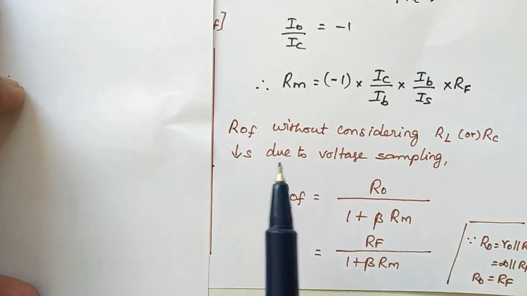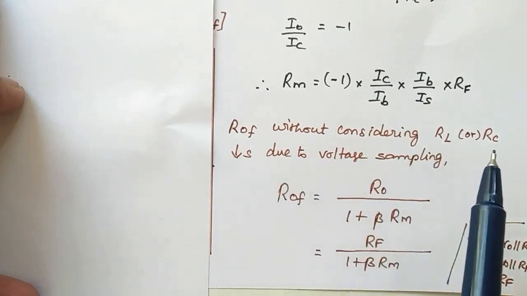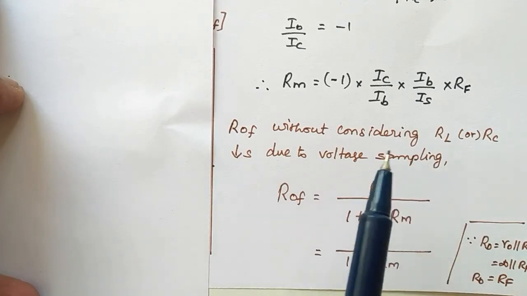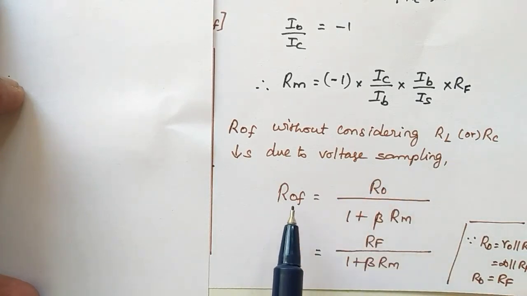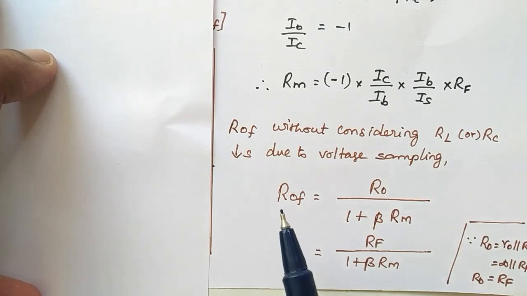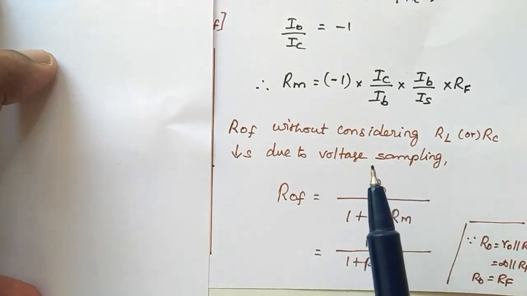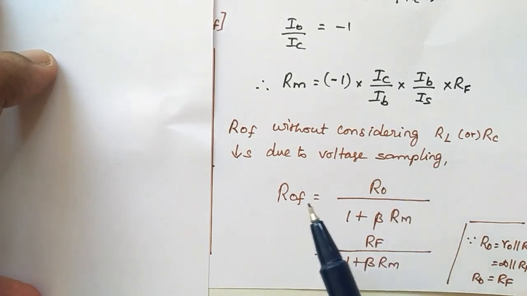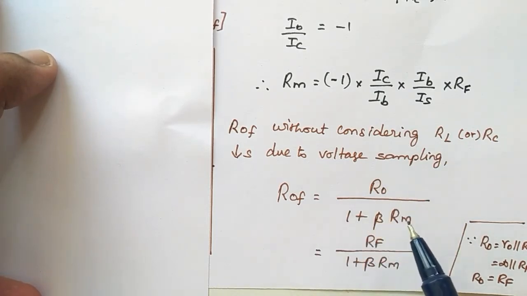Hence ROF, without considering RL or RC load resistance, decreases due to voltage sampling. Because of voltage sampling, the output resistance also decreases. As we saw earlier, in the input resistance we perform shunt type of mixing, hence the input resistance also decreases. Here the output resistance also decreases because of the voltage sampling. Voltage sampling means also shunt connection. So ROF is equal to R naught by 1 plus beta Rm.